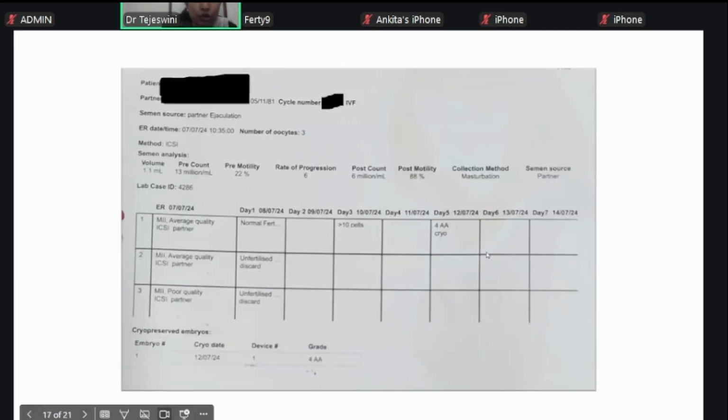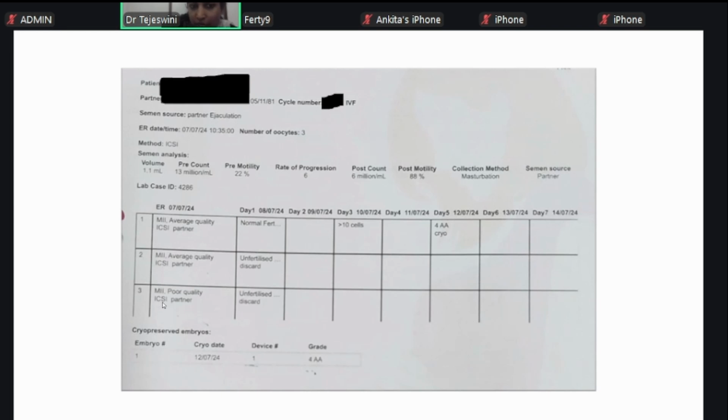And this is a case of an ART summary, at the end of the cycle of IVF. The source of the semen, whether partner ejaculation or donor sample, has to be noted, and the egg retrieval date and time are to be noted. And what is the method, whether conventional IVF or ICSI, and the number of oocytes are mentioned here. The semen parameters of the sample on the day of egg retrieval, pre-processing and post-processing, have to be noted. Here 3 eggs are retrieved and all of them are mature oocytes.